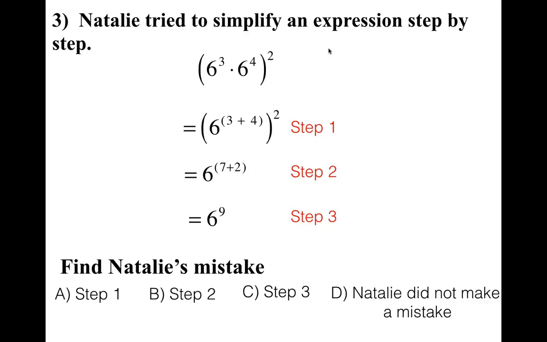Okay, so hopefully you recognize that Natalie made a mistake in step number 2. What was wrong with step number 2? Well, if you look here, 3 plus 4 gives me 7. So technically what you would have had was 6 to the 7th raised to the 2nd power. And because it's a power raised to another power, it should have been 6 to the 7 times 2 instead of plus 2. So the mistake occurred at step number 2.